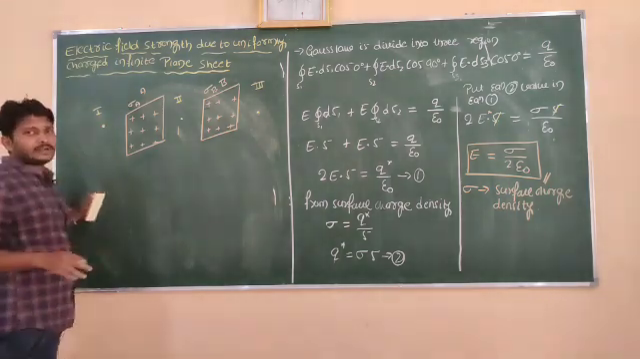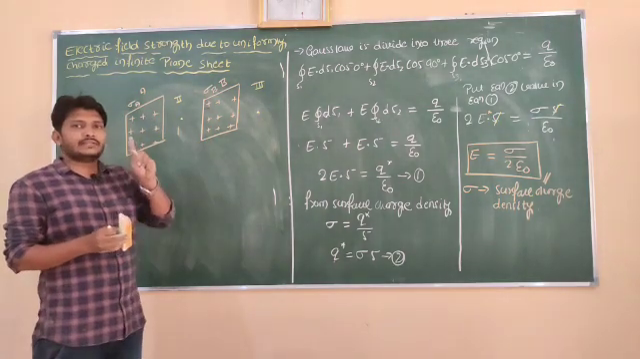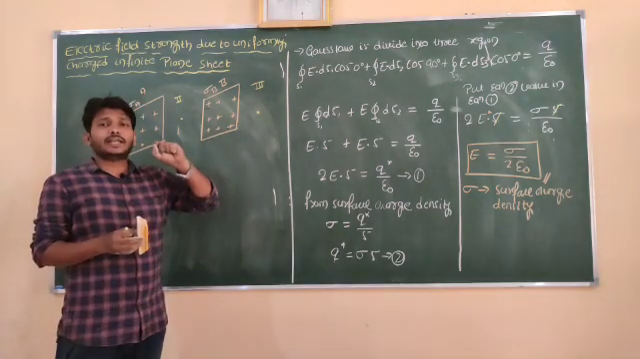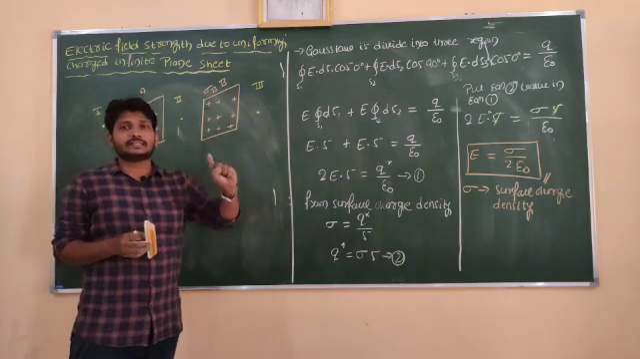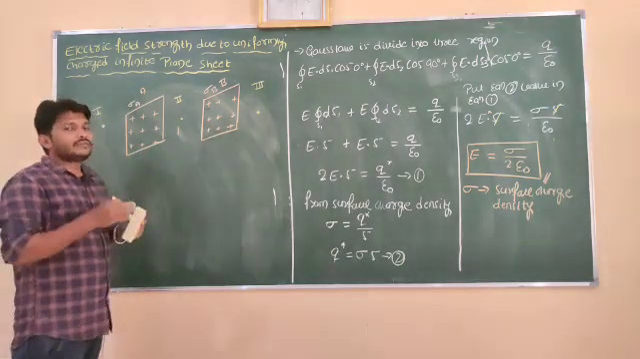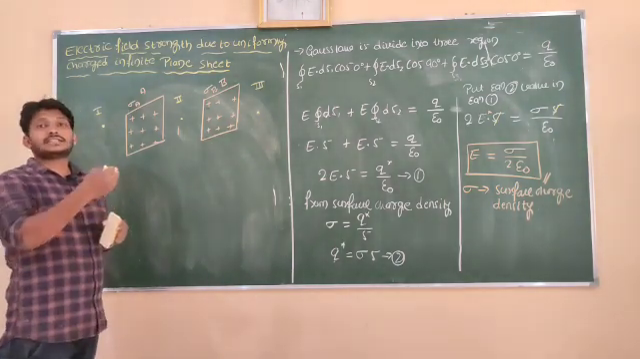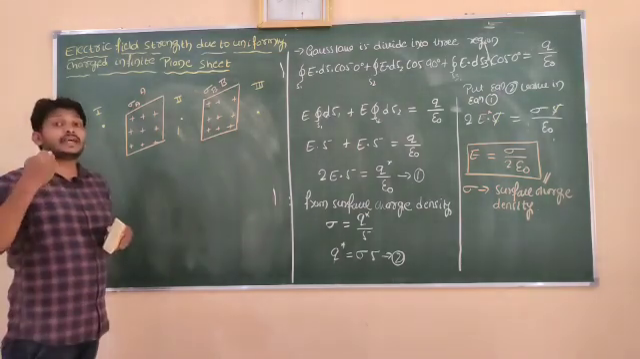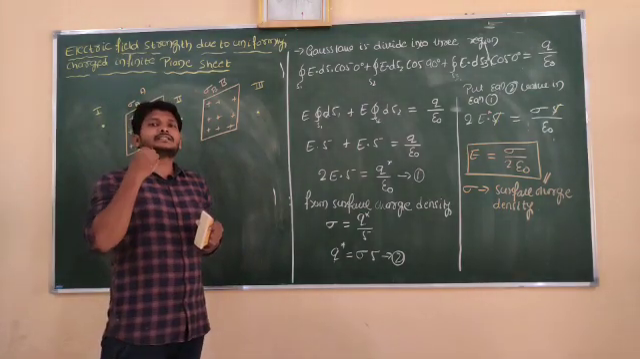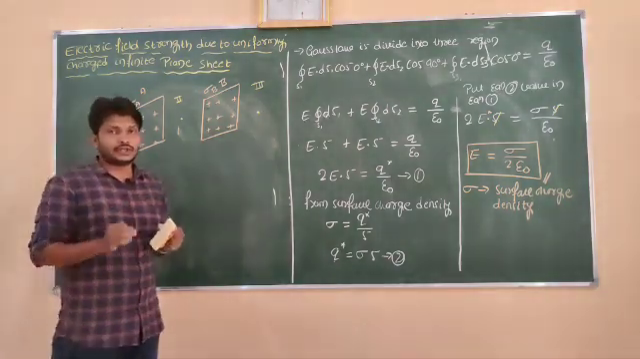For simplification, I will take these sign conventions. If the electric field lines are along the negative x-axis, I will take it as a negative electric field. If the electric field lines are along the positive x-axis, I will take it as a positive electric field.